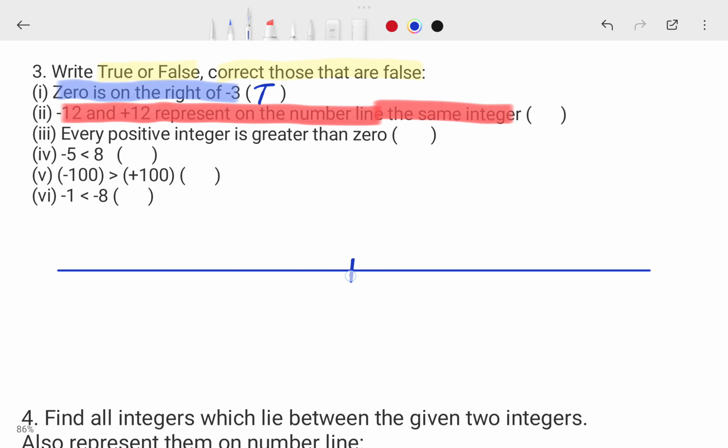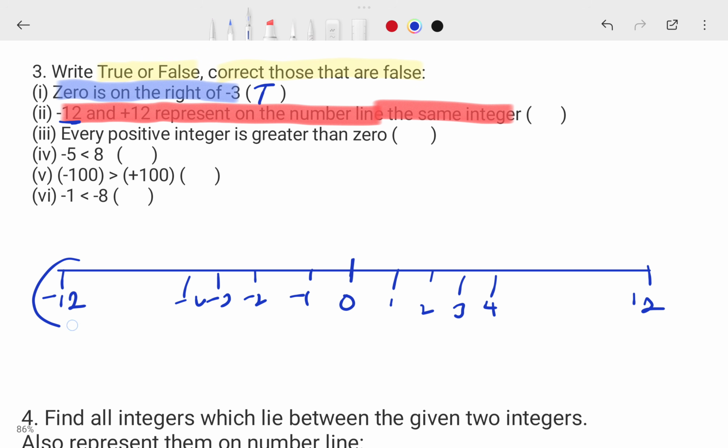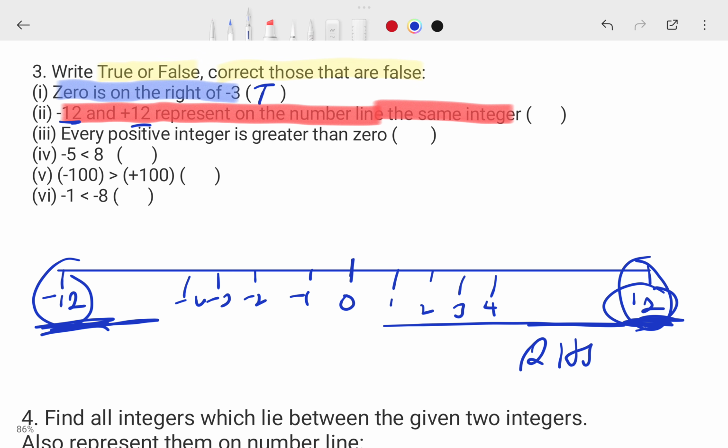So in this number line, if you represent -12, like this is -1, -2, -3, -4, so let's suppose this is -12. Here it is positive 1, 2, 3, 4, so 12 will be represented here. So it is telling that -12 is here and +12 is here, and they represent the same integer. Is it represented in the same place? No, 12 is the positive one and it is on the right hand side. But -12 is a negative integer and it is on the left hand side.